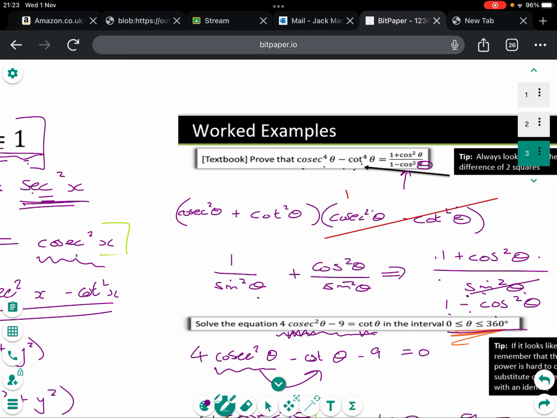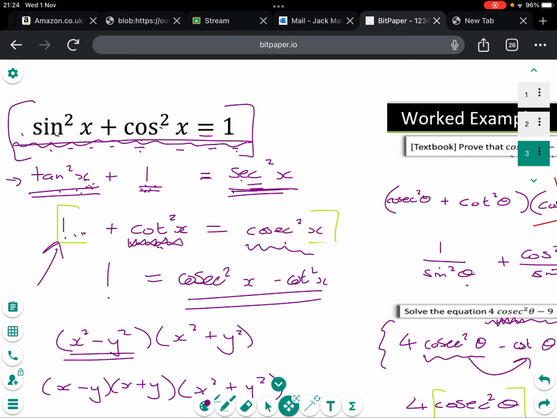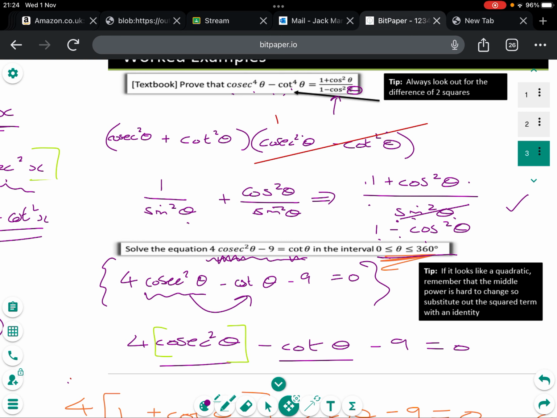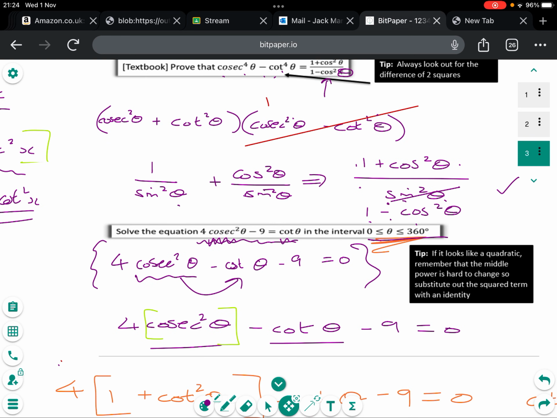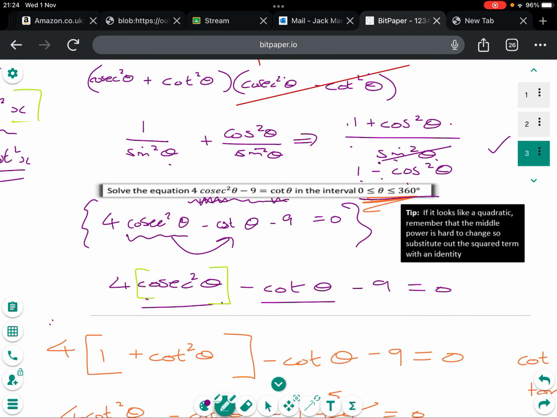So I could use the identity in green there to change this equation so that it is only about cot. The way I'm going to do it is change cosec squared to be 1 plus cot squared. I'm going to show you a slightly neater version of that now. Here we go. I've moved everything to one side and I've put the piece I'm going to substitute in the green brackets. Using my identity, I know that cosec squared is the same as 1 plus cot squared.